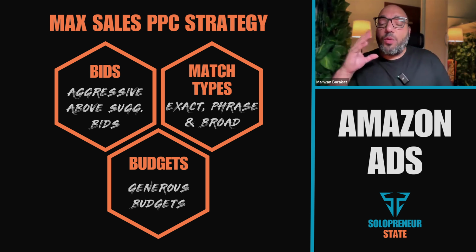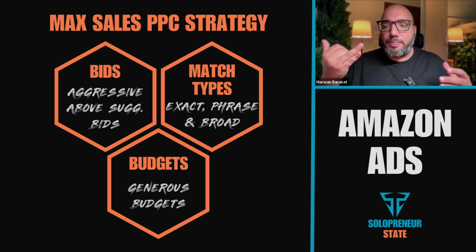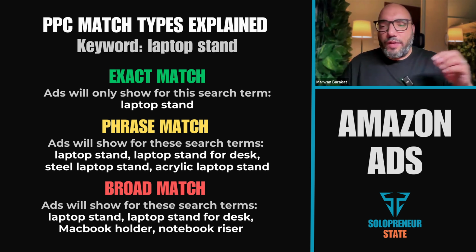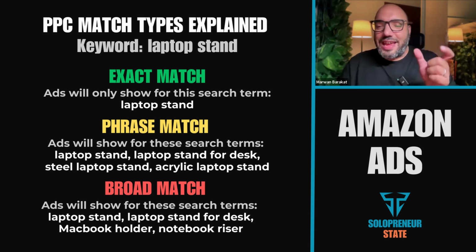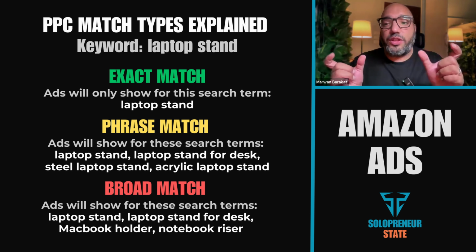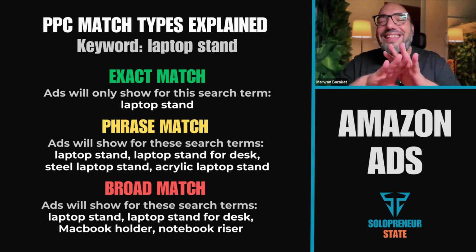Match types. I wanted to understand what are the match types. So the basic match types are exact match, phrase match, and broad match, right? What are these? Let me give you a few examples for you to understand it. An exact match, your ad is only going to show if the search term equals exactly the keyword that is in your campaign. So for example, if your keyword is laptop stand in an exact match form, your ad is only going to show if people search exactly for laptop stand and that's it.